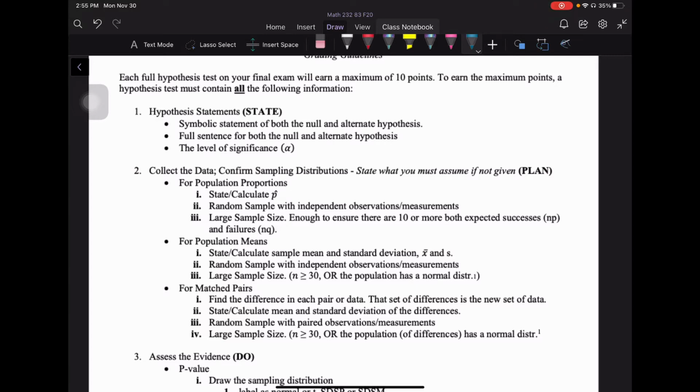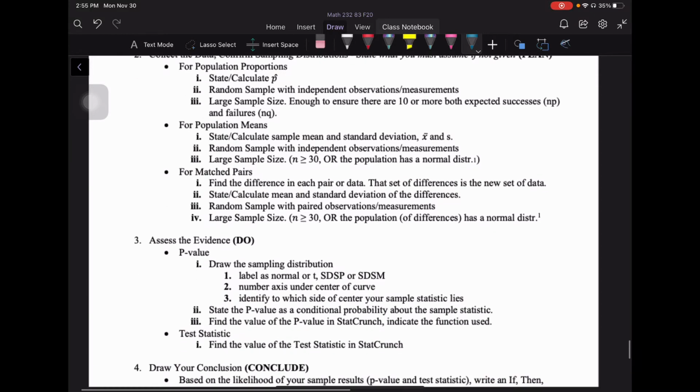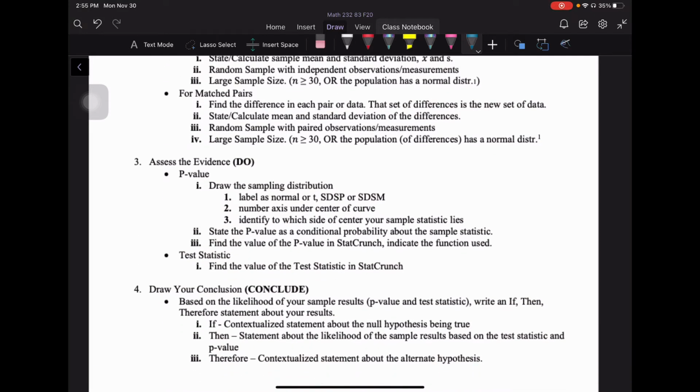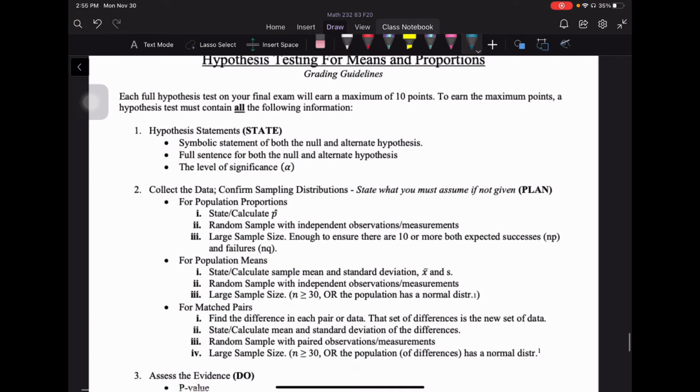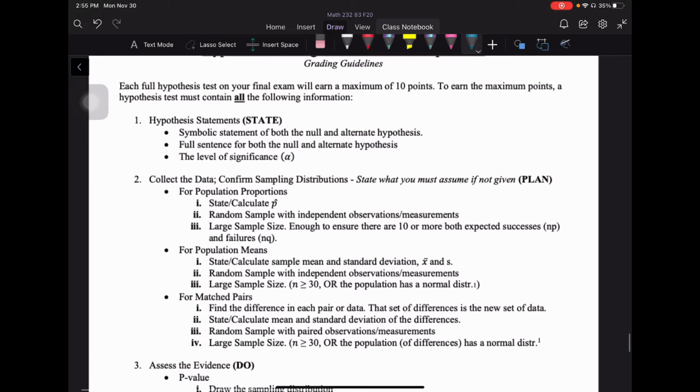So you need the state, which I've referenced multiple times in the mod, the plan component, the do component, and the conclude. And there are different scenarios that we're dealing with here. This is universal for means and proportions. So we're talking about calculating p hat versus calculating x bar versus finding the difference. So it applies to all the different situations. You just need to find the right one and move through it for the problem.